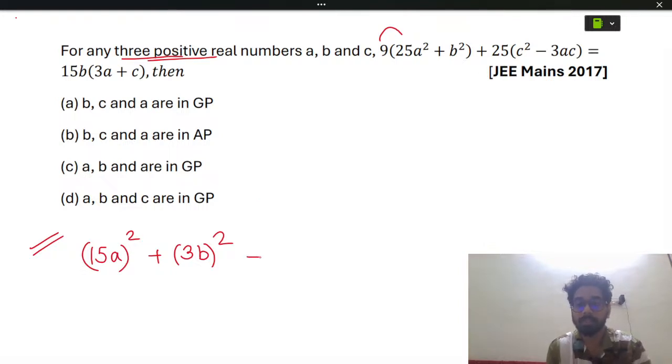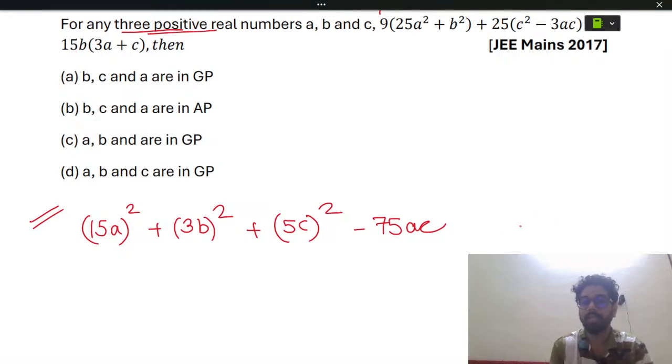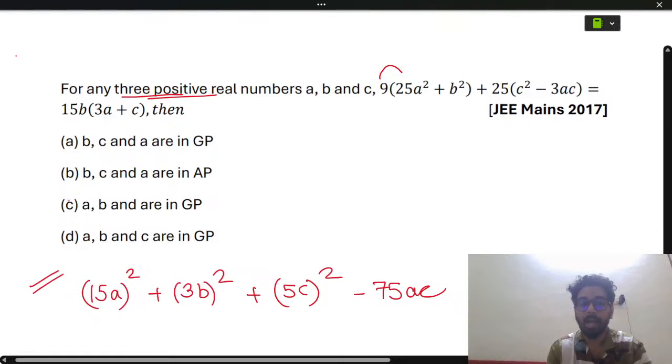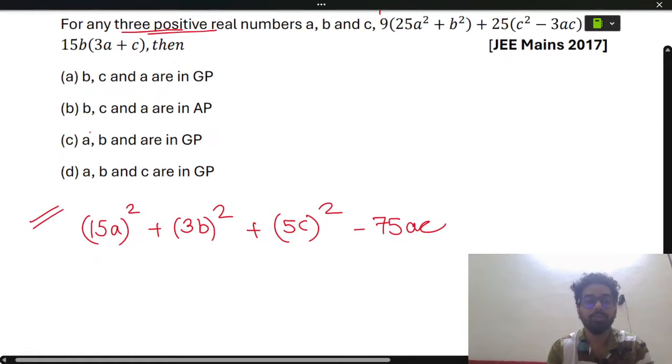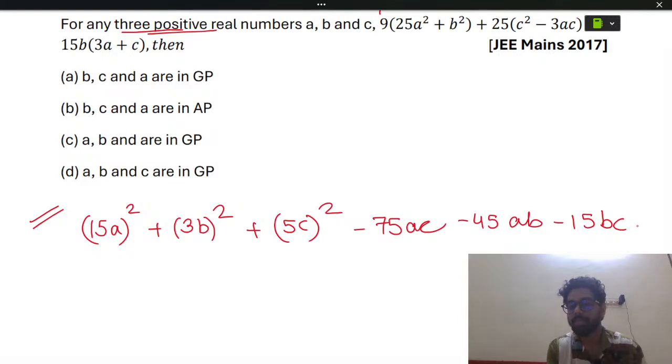Same way over here, plus 25 into C is 5C whole square. Now 25 minus 3C is 75AC. Okay. Now we are having over here 15B plus 3A. It is equal to, but I am bringing it on this side. So here it is equal sign. I am bringing all the terms on one side. So 15B into 3A is minus 45AB. 15B into C is minus 15BC. Why minus sign? Because I have taken all these two terms on the other side, is equal to 0.